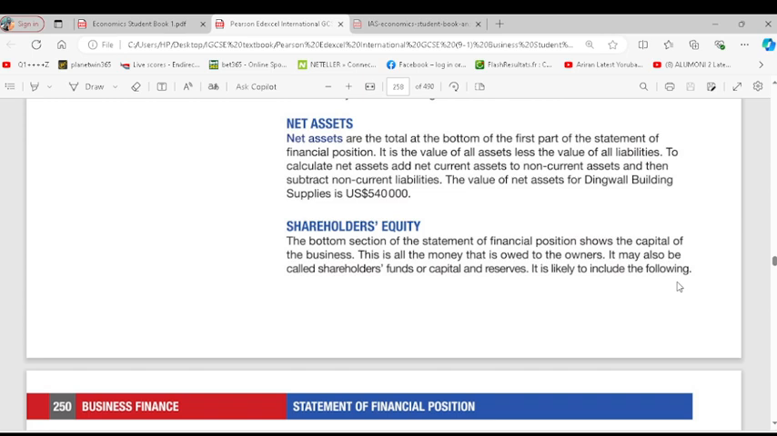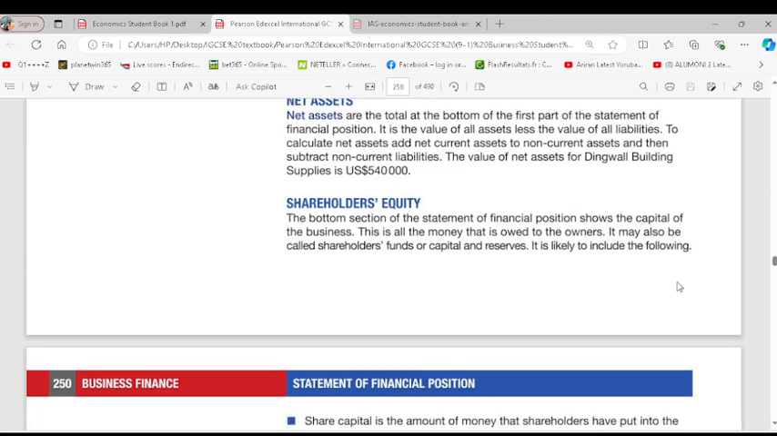Is it clear now? So current assets and non-current assets are added together, minus current liabilities and non-current liabilities added together. That's why I said current assets plus non-current assets minus current liabilities plus non-current liabilities. Is it clear? Then we have shareholders' equity.